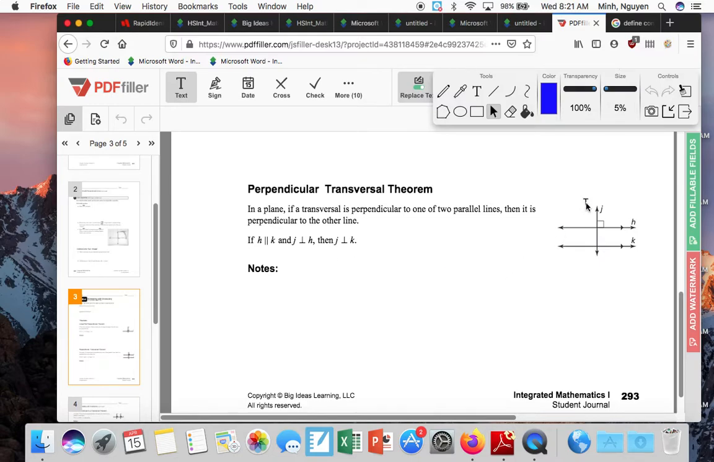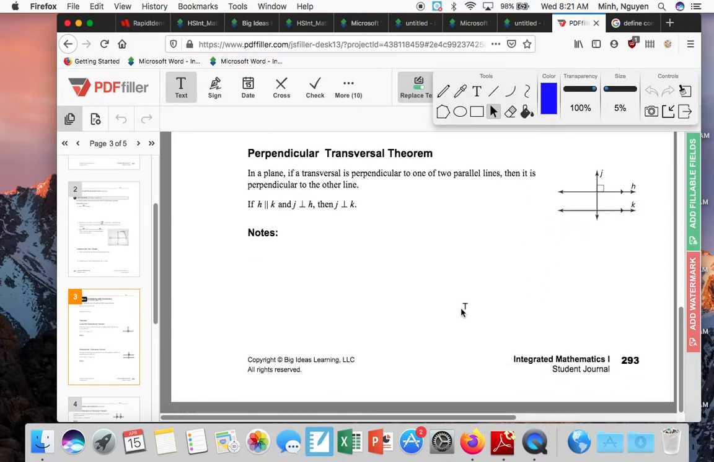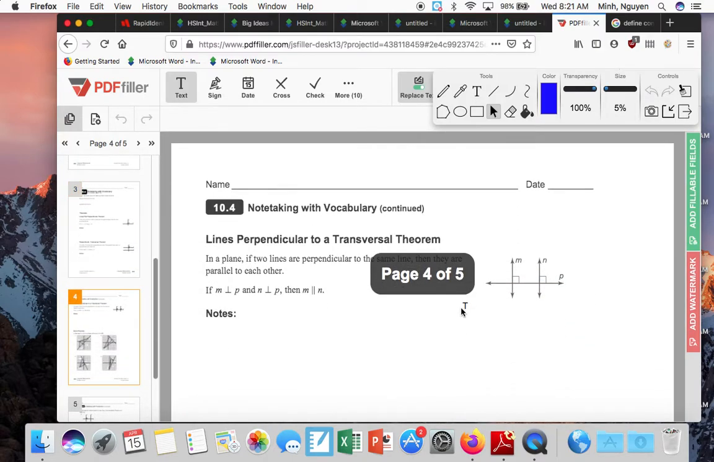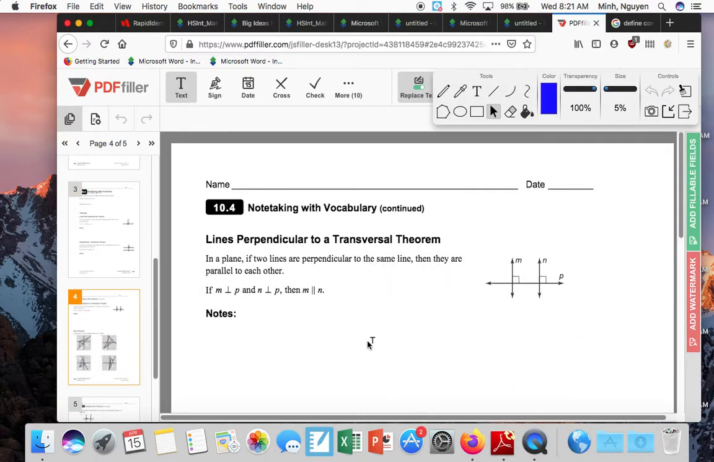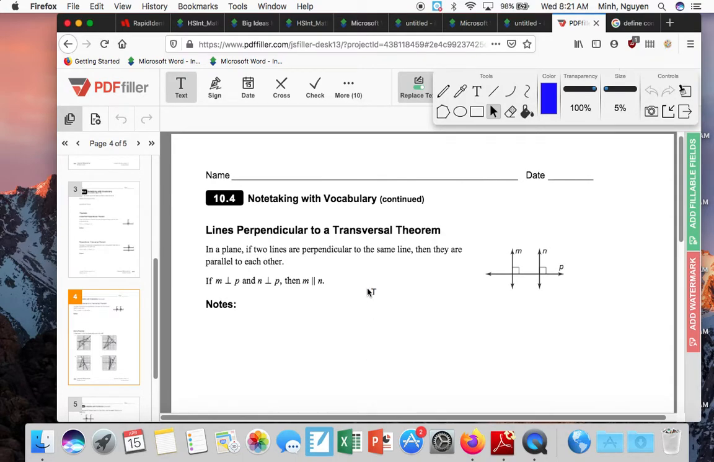So, sorry, if J is perpendicular to H and K is parallel to H, then J must also be perpendicular to K. I misspoke and said something about J being perpendicular and parallel, but you can't be those things at the same time. Okay, lines perpendicular to a transversal theorem.